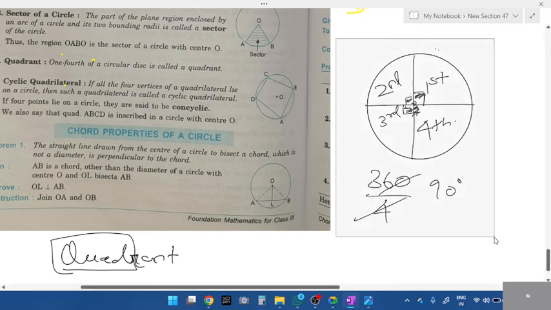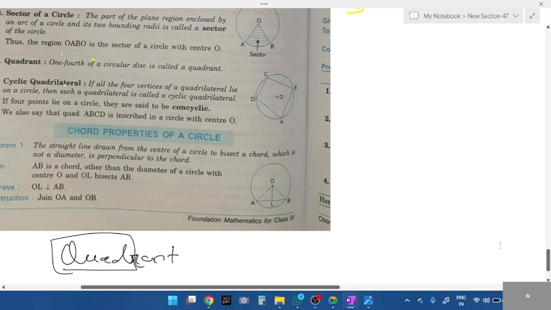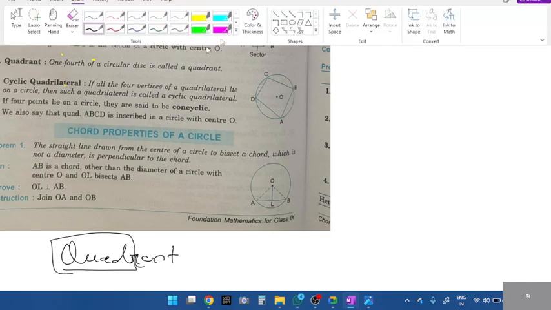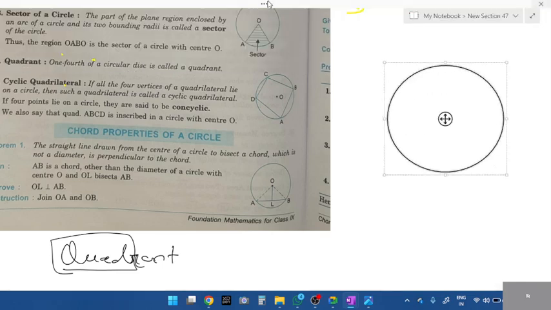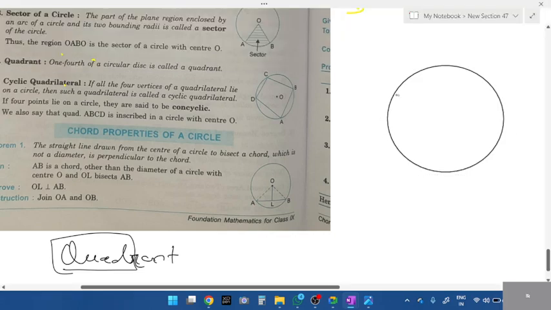Okay, next. Cyclic quadrilateral. A quadrilateral inside a circle is a cyclic quadrilateral. Look, I'll draw a circle. A quadrilateral will have four sides. All those four vertices should touch the circumference like this. It should have only 4 points. If it has 4 points on the circle, it's a cyclic quadrilateral.